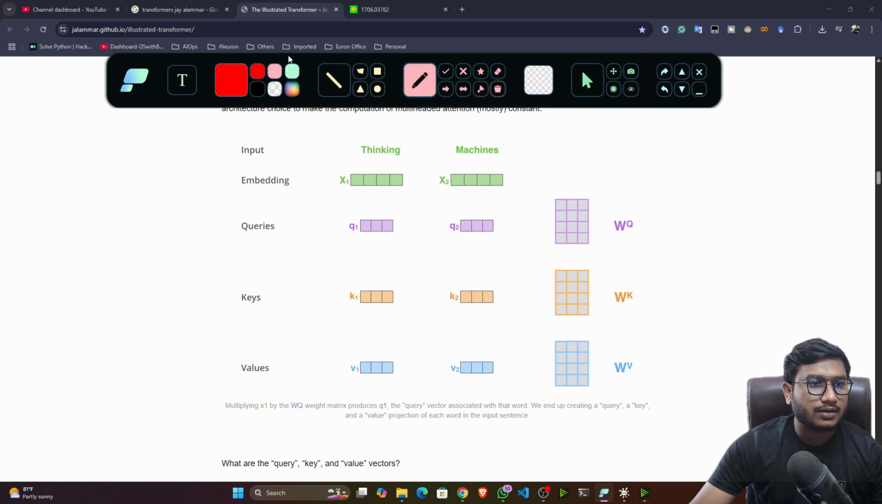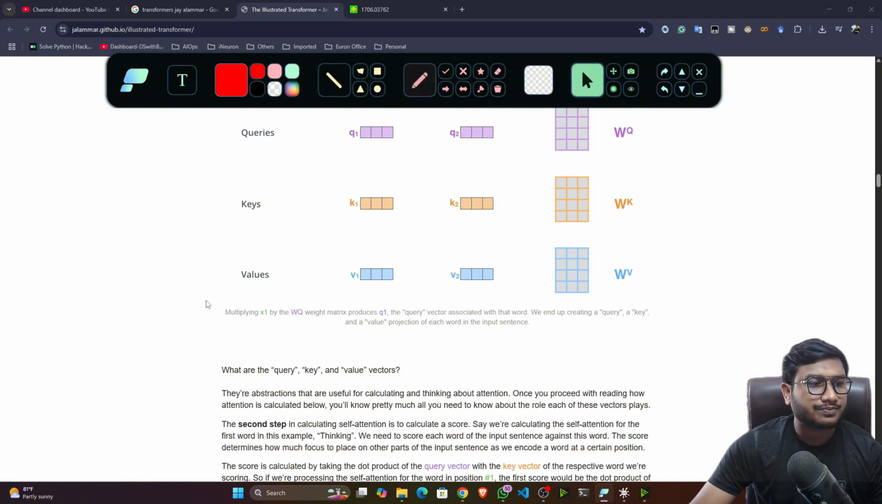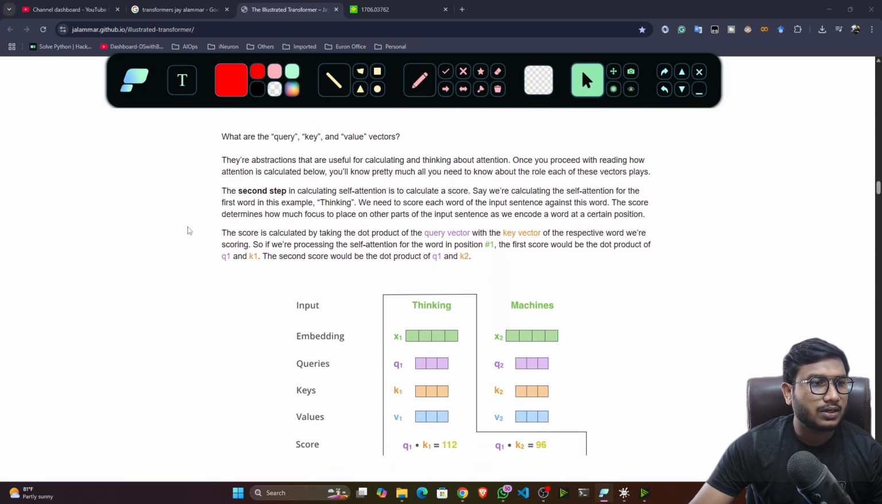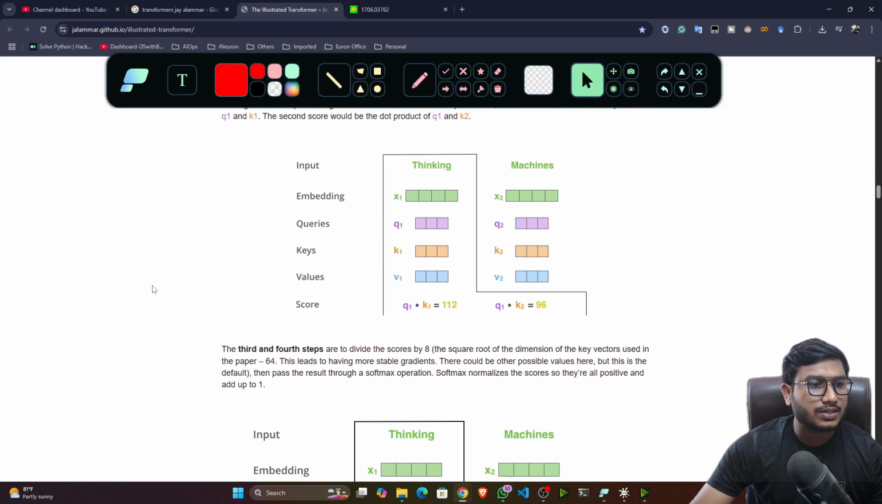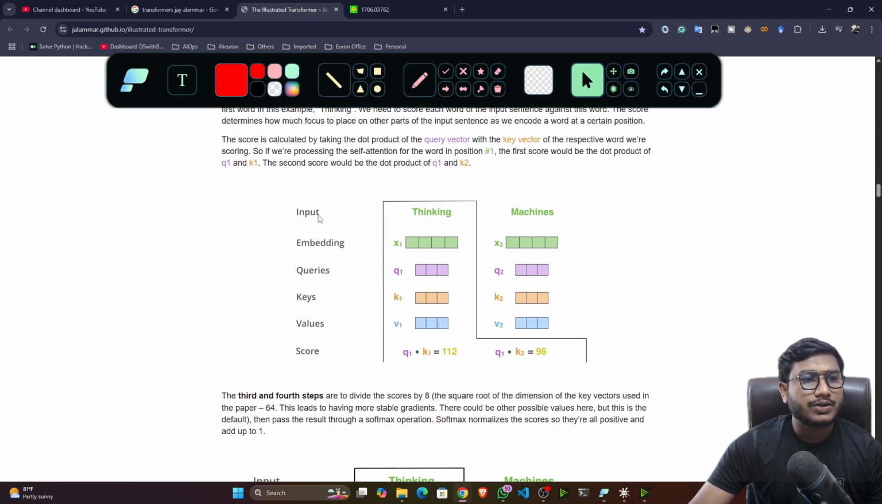Now let me clear everything. Now we can see the query, keys, and values vectors. Here is another example. Let's say this is our word. We did the embedding generation, then we got q1, k1 and v1, that means query, keys, and values. Now you have to get the score. How to get it? You multiply q1 with k1, and you get this particular number.